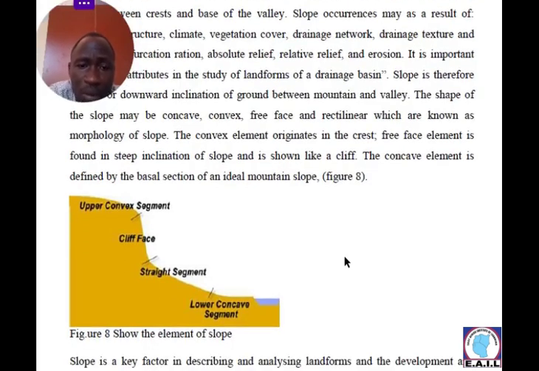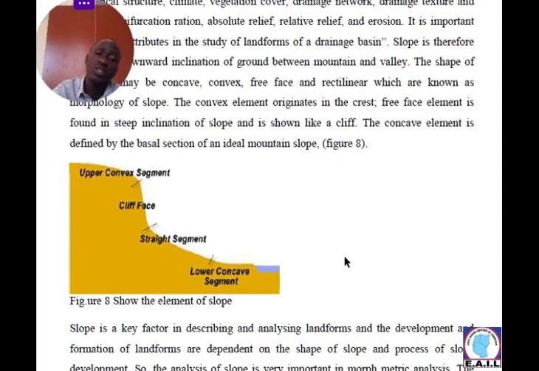When you look at the diagram below, we have what you call the upper convex segment. When you descend, you then have the slip off face, or what you can call the cliff face. From there, we look at what we call the straight segment, in other words the gently sloping landscape, and also the lower concave segment. So that's clear. It shows how the general slope looks.